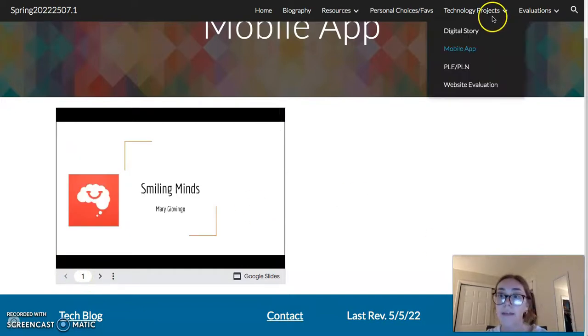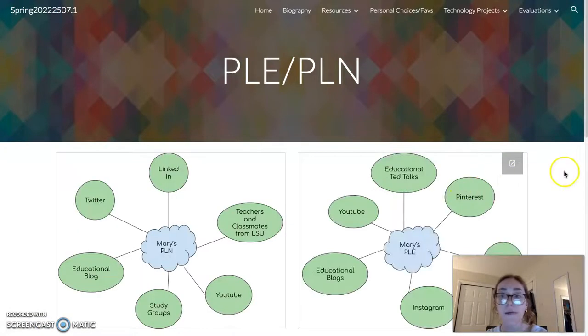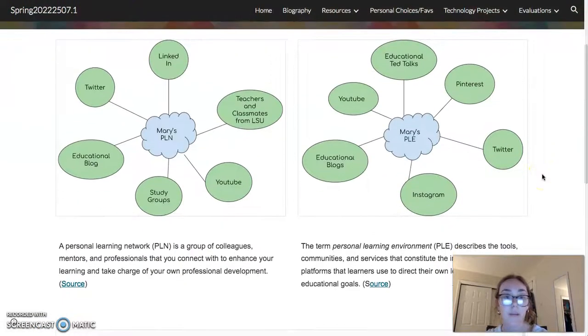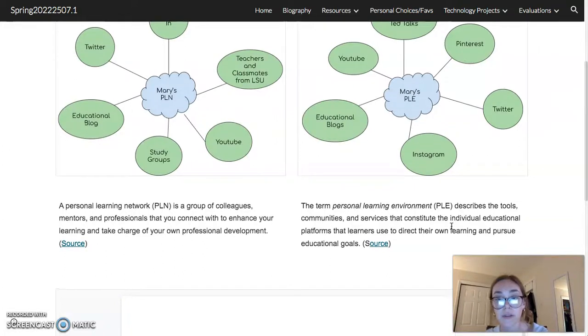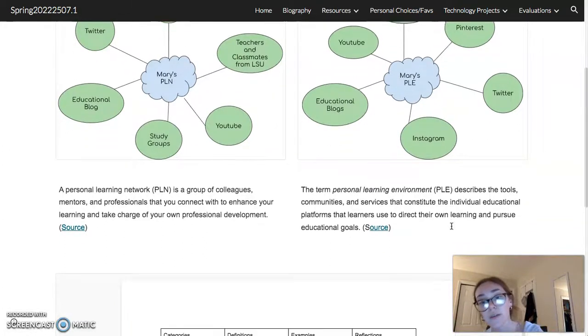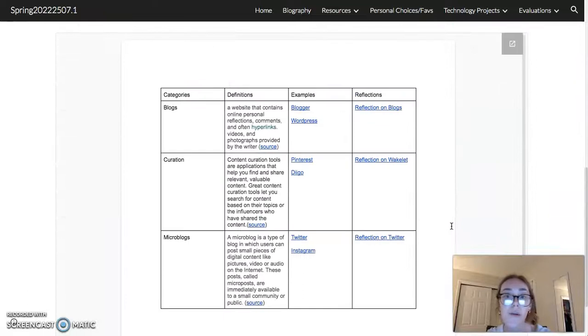And then we move down to the PLE and PLN. Here's my PLN and PLE. My personal learning network is a group of colleagues, mentors, and professionals that you can connect with to enhance your learning and take charge of your own professional development. And then for my personal learning environment, it describes the tools, communities, and services that constitute the individual education platforms that learners use to direct their own learning and pursue educational goals.